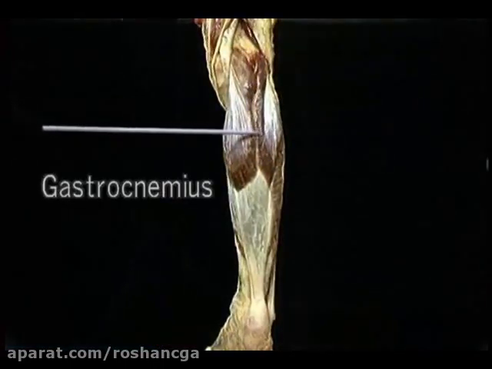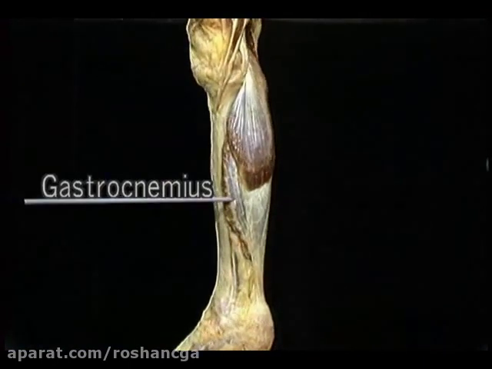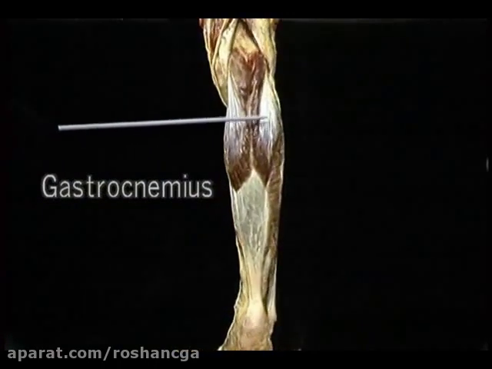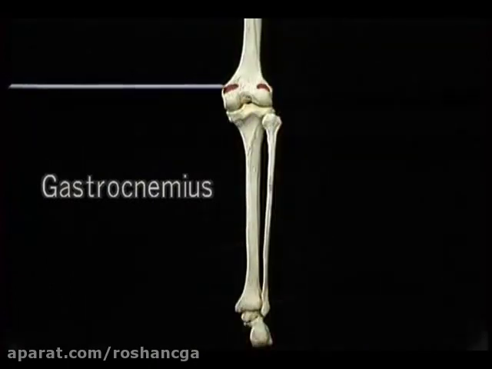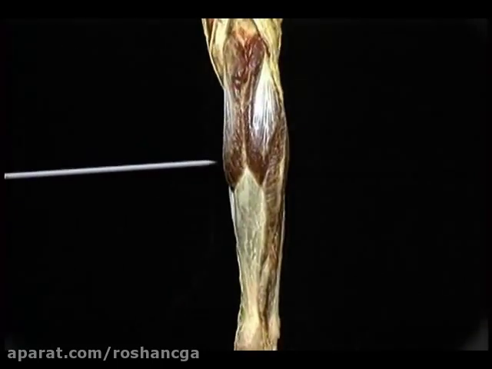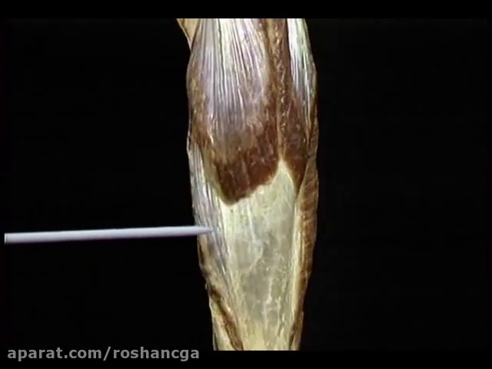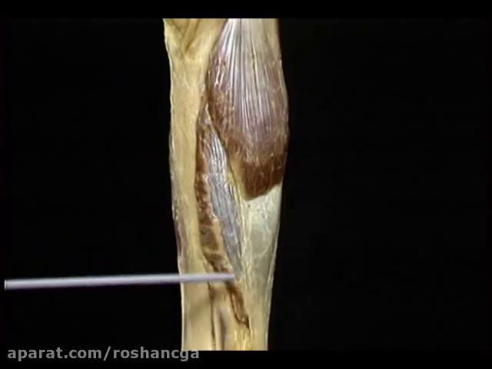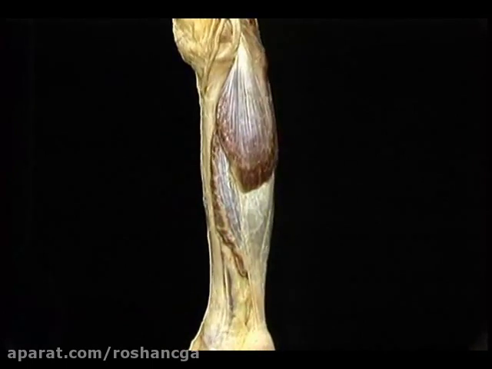Here's gastrocnemius. Here, deep to it, is soleus. Gastrocnemius has two heads, a medial and a lateral. These arise, as we've seen, from the medial and lateral condyles of the femur. The two heads of gastrocnemius unite, forming a flat tendon. The gastrocnemius tendon, in turn, unites with the tendon of soleus to form the calcaneal tendon. To look at soleus, we'll remove gastrocnemius.